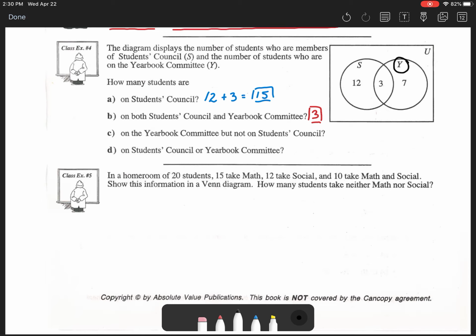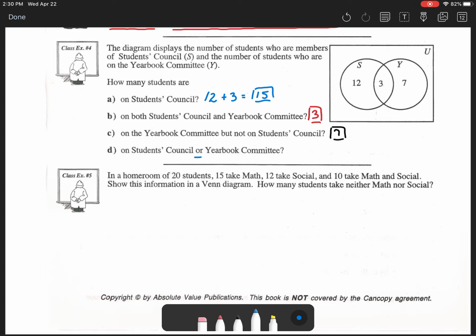Okay, next, on yearbook committee, but not on student council. In that calculation, you want to know the ones that are on the yearbook. So here's circle Y. Everything inside circle Y is yearbook, but I want to get rid of the ones that are also on student council. So in this case, it's 7. That's the number of students that are only on yearbook.